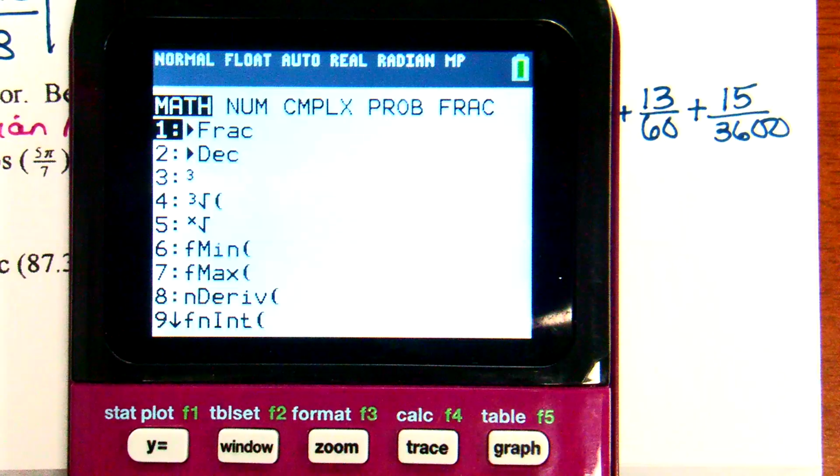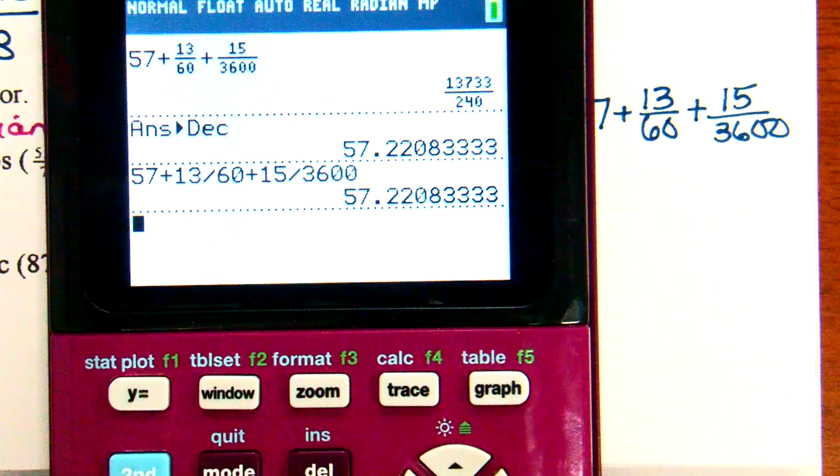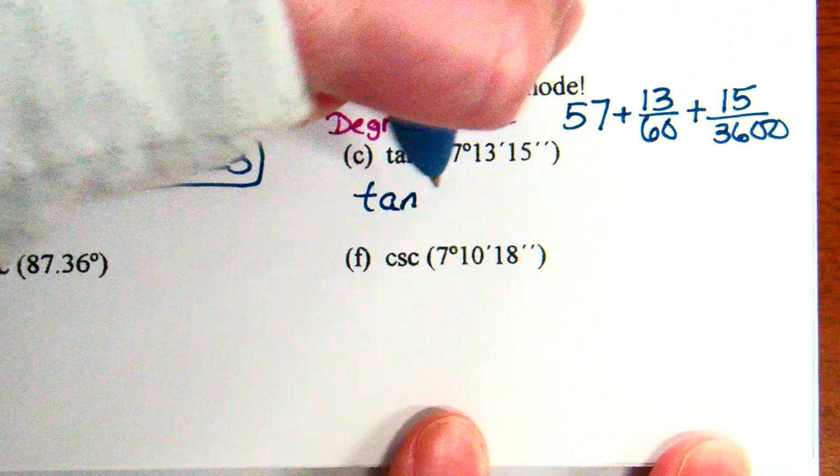If you would have just done 57 plus 13 divided by 60 plus 15 divided by 3,600, that works as well. Maybe a little bit easier. But you should be getting that number for your degrees. Did you get that number for your degrees? And so when we do this, I'm going to be doing the tangent of 57.22083, so on and so forth, degrees.